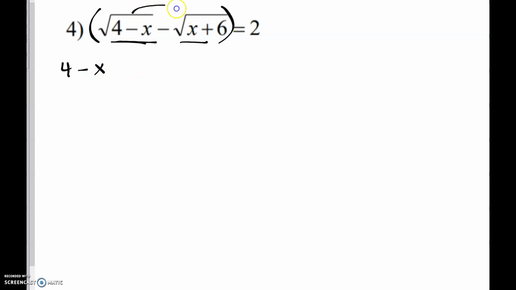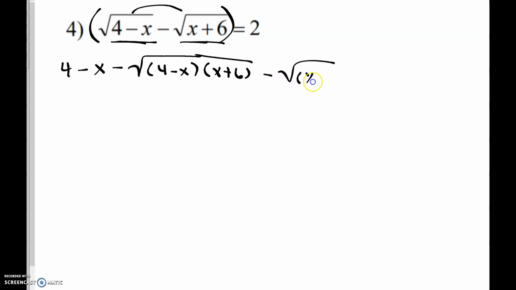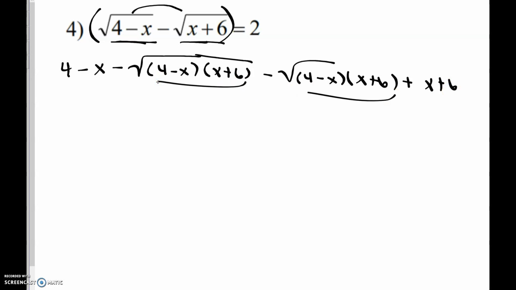Your middle term would be this times that. You would have an ugly square root of 4 minus x times x plus 6, and another one of them. And then your last term would have x plus 6 outside of the radical. So you would not be getting rid of a square root. You'd actually be gaining something completely different. So scratch that.